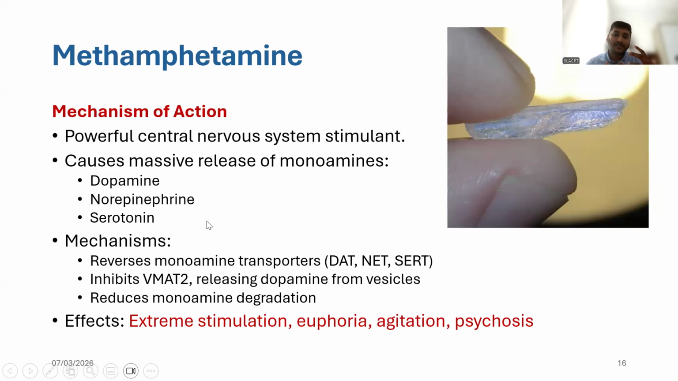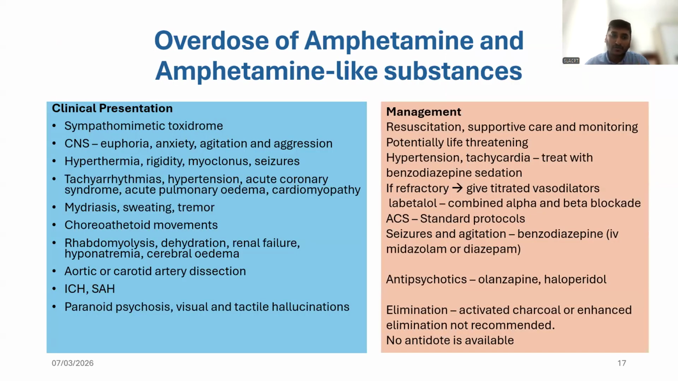So basically, this is a CNS stimulant drug, which has a powerful CNS stimulant ability and releases a massive amount of monoamines: dopamine, norepinephrine, and serotonin. All these work on the adrenoceptors in the sympathetic nervous system and stimulate, and there will be sympathetic overactivity, presenting with a sympathomimetic toxidrome. So this patient will have all the features of sympathetic overactivity.